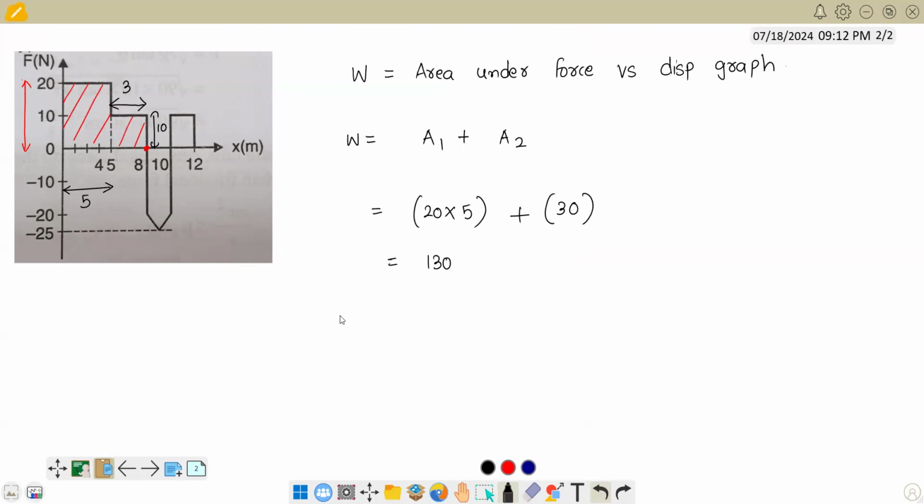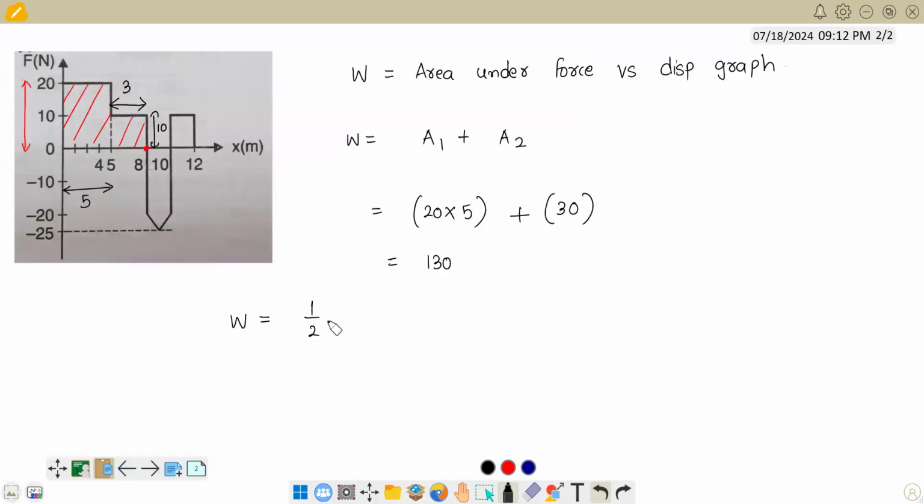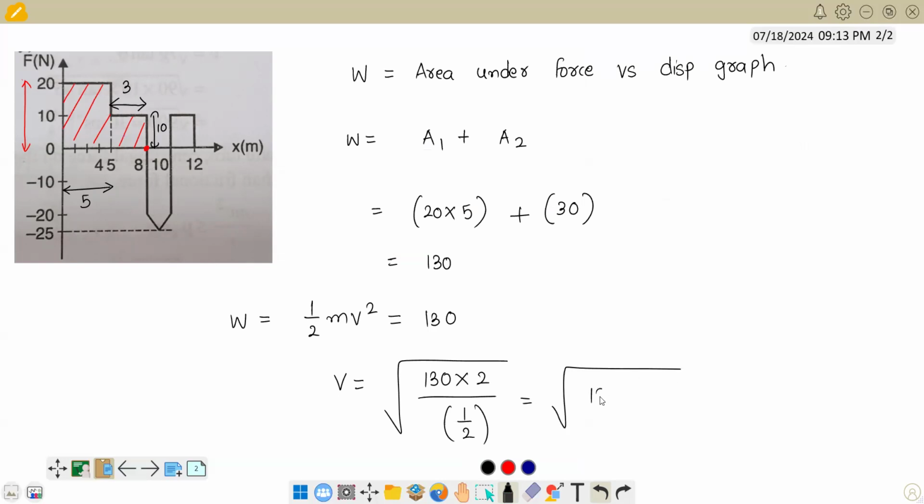And we know work done equals half mv square. Work done equals half m into v final square, because there is no initial kinetic energy. That's what we need to find, as u is 0. Half m into v square equals 130. So v is root of 130 into 2 divided by 1 by 2, so it would be root of 130 into 4.